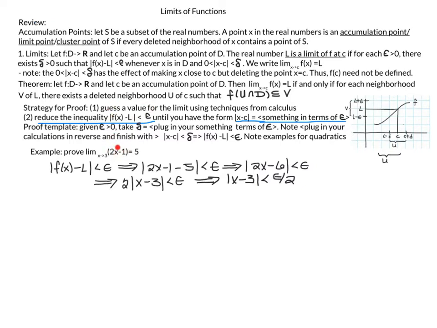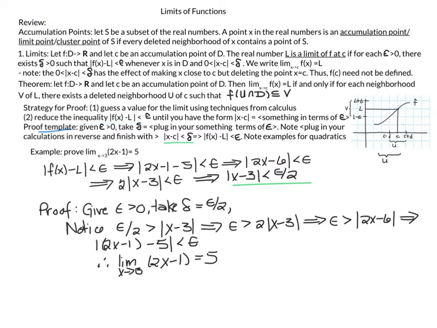So I have f of x is equal to 2x, and my proposed limit is 5, so |2x minus 5| is less than epsilon. And I want to reduce or solve this until I have the form |x minus c| is less than something in terms of epsilon. So I do some algebra here, and eventually I get |x minus 3| is less than epsilon over 2. So this is going to be my delta. And now I'm ready to plug into my proof template.